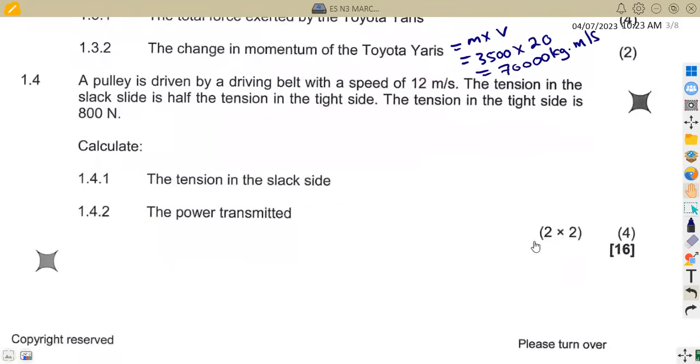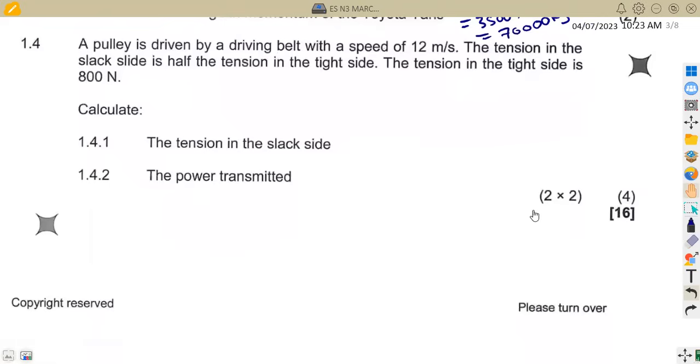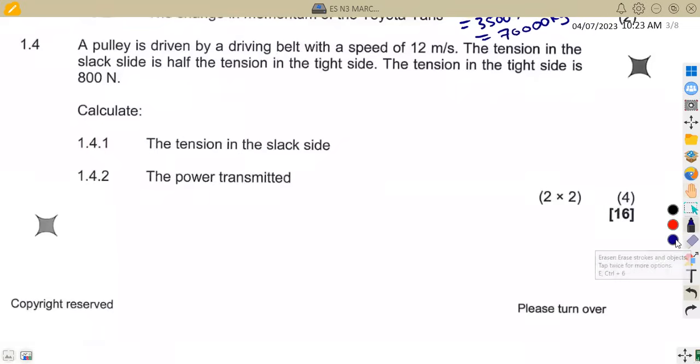1.4, we are now given that a pulley is driven by a driving belt with a belt speed of 12 meters per second. All right, so let's just take our information again. So we have got the velocity of 12 meters per second. The tension in the slack side is half the tension in the tight side.